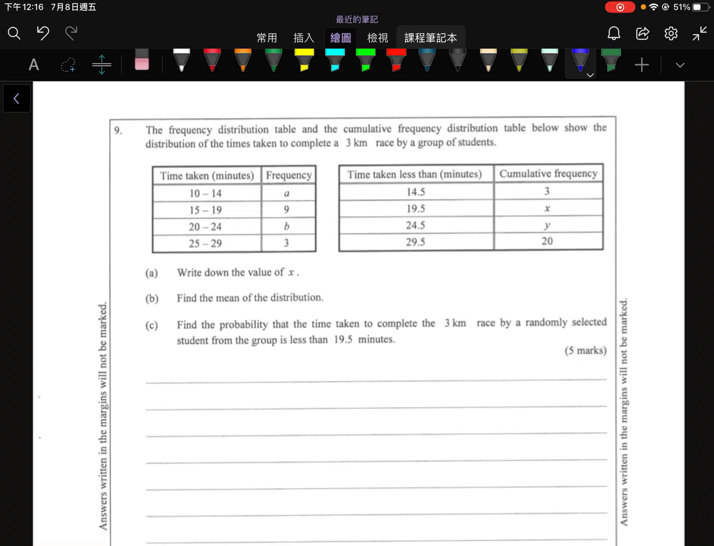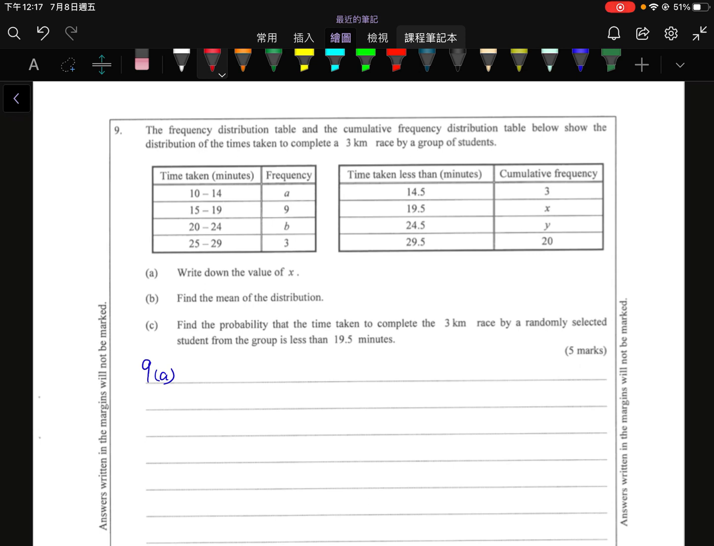First of all, for question 9A, if you already know how to calculate the answer, you can straightforwardly write down the answer without any steps, because the question says write down the value of x. Now, how can you find x?